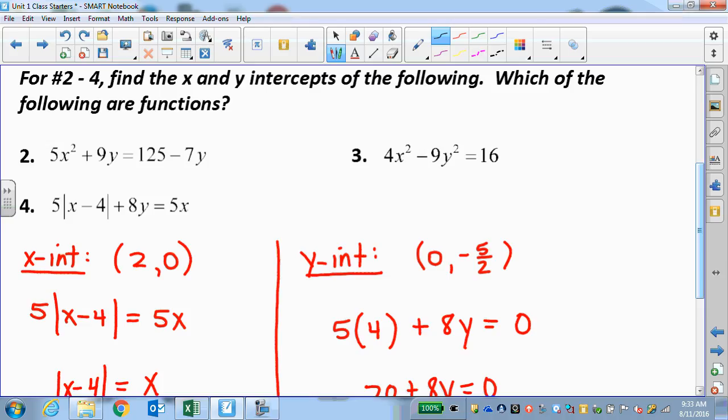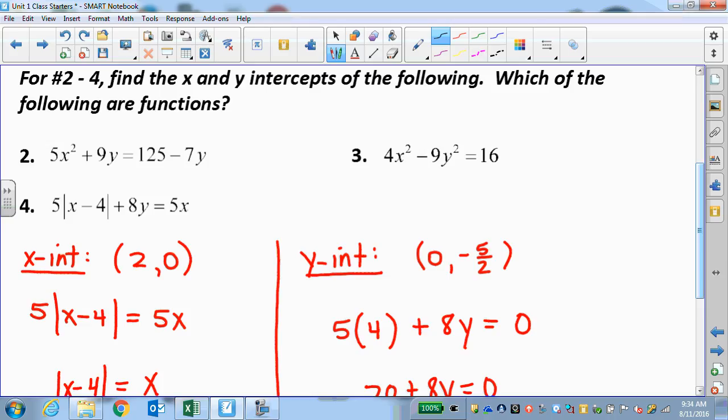And same thing for number 4. I could take this absolute value and subtract it over. I could divide everything by 8. I'd get y by itself. And boom, I could put that in the calculator and get y equals and graph it, so it's going to be a function. Your calculator only graphs functions. That's why it's a y equals button. It doesn't know how to graph anything else. So 2 and 4, yes, they are functions. But number 3 is not.